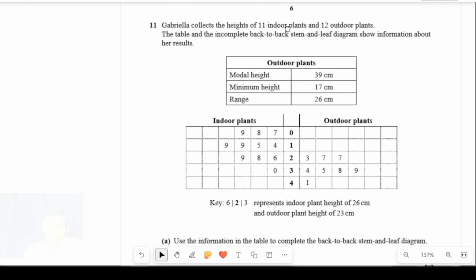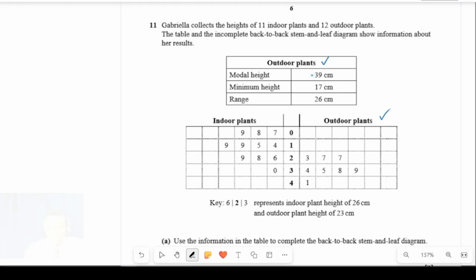All right. Okay, so let's look at this. Gabriela collects the height of 11 indoor plants and 12 outdoor plants. The table and the incomplete back-to-back stem and leaf diagram show information about our results. So this is the outdoor plants. Now the outdoor plants, so we'll talk about the outdoor plant, which is the right hand side.